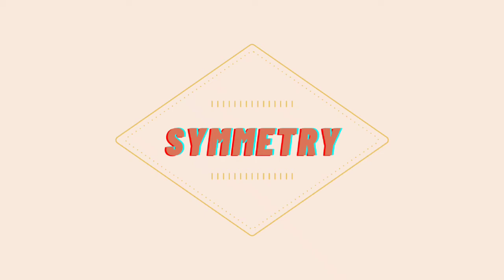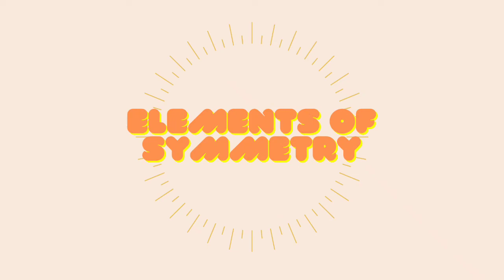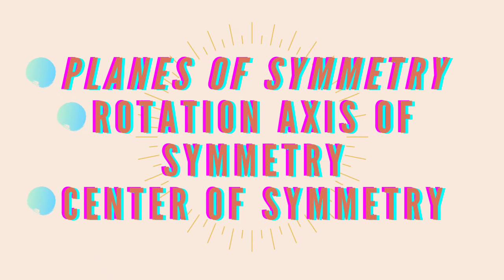Symmetry is the consistency, the repetition of something in space and or in time. Specifically, in finite objects, there are a number of operations describing repetitions and are called the elements of symmetry. These are the plane of symmetry, rotation axis of symmetry, and center of symmetry.